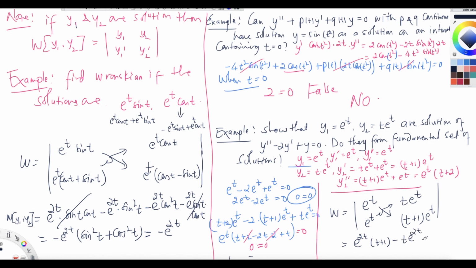So what do you get? If you simplify this, distributing to t and 1, you will get t e to the twice t, but there is a negative t e to the twice t, so that will cancel out. So only what is left is e to the twice t. So the answer is, it is not 0, right? So hence they make a fundamental set of solutions. So the answer is yes. Yes, they are a fundamental set of solutions. That's what we get. Okay, guys. Thank you.